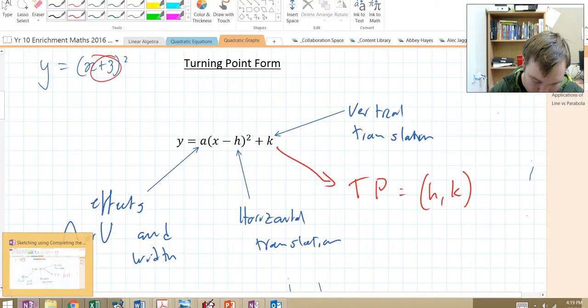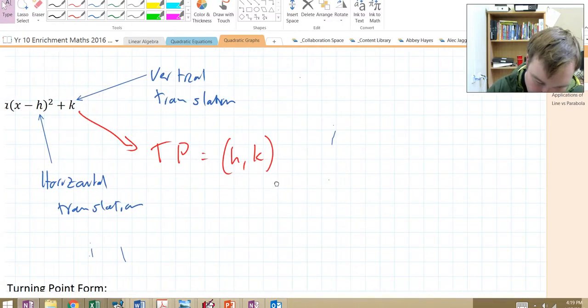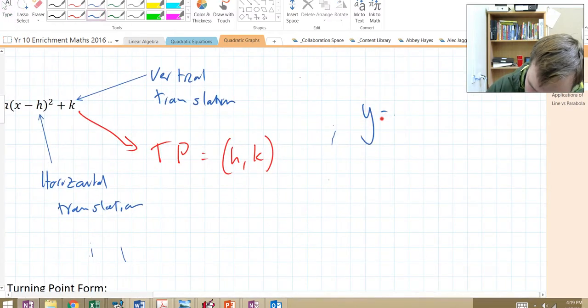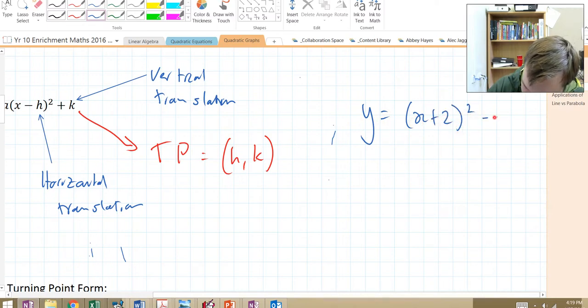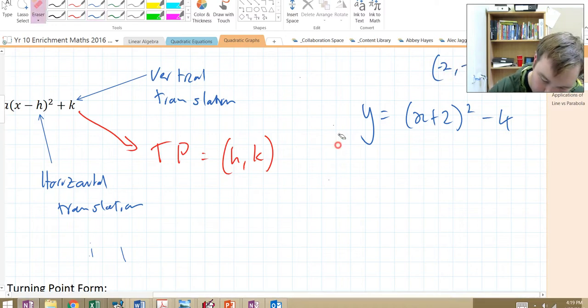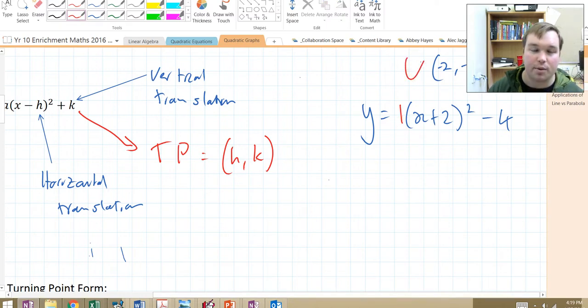Another way of thinking about this is if you have an equation that looks like this, say y equals (x + 2) squared take 4. Well, we know that the turning point is going to be (-2, -4). And because it is a positive one out the front, we know it'll be looking like that. So we're looking at a minimum.